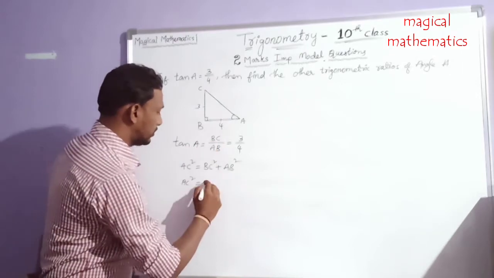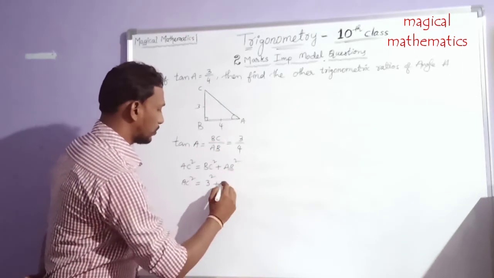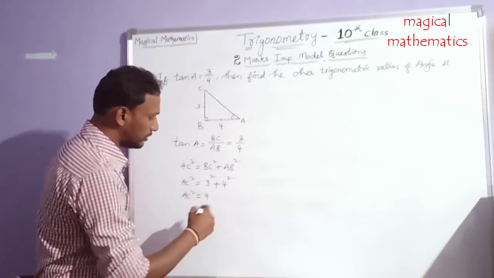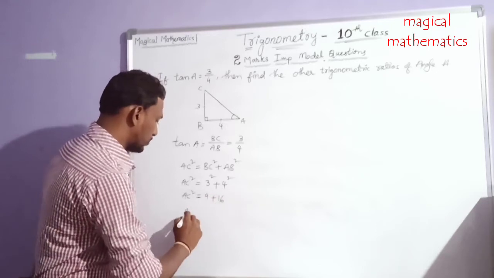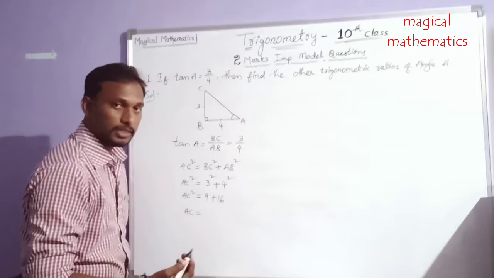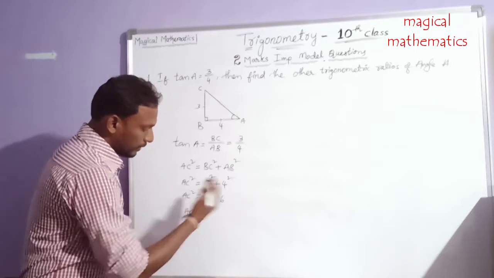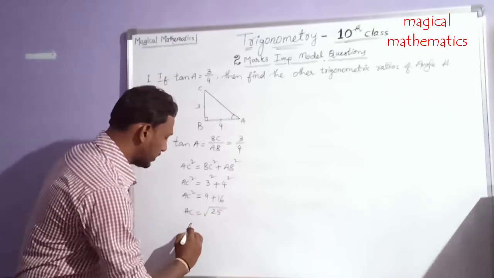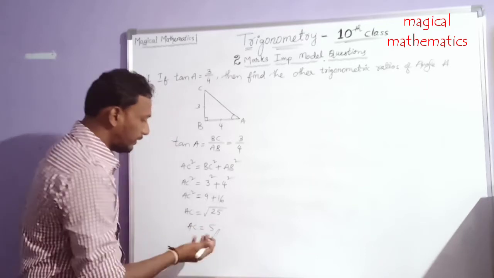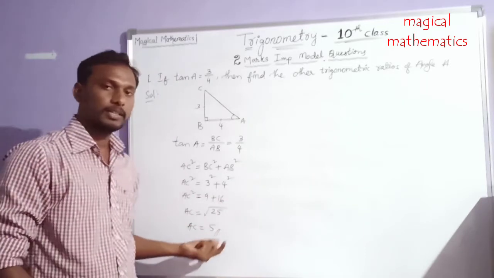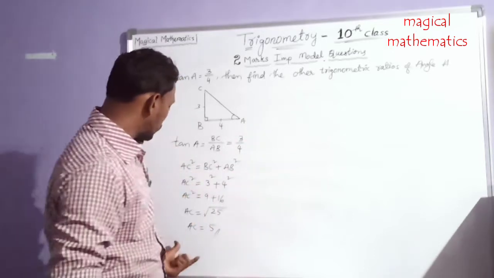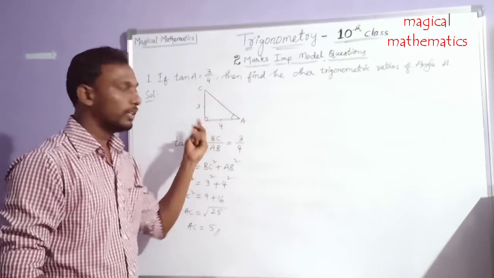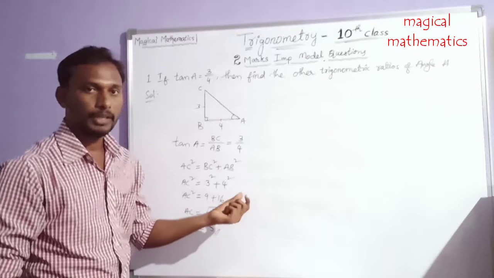BC we know is 3, so 3 square, AB is 4, so 4 square, right? So AC square is equal to 9 plus 16, which is 25. Apply square root on both sides, so AC is equal to 5. Anyway AC is a length, that's why we consider the positive value only. Okay, right. So the third side we got. Now we have all three sides of the right angle triangle. Now we can find all the remaining trigonometric ratios, right?